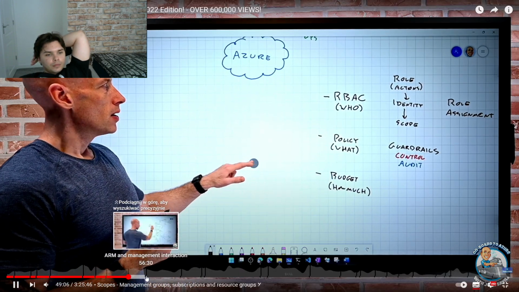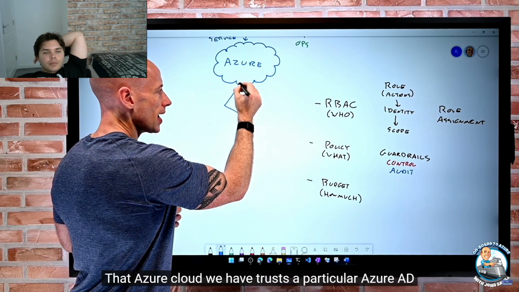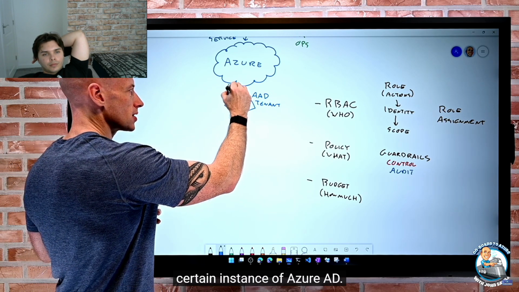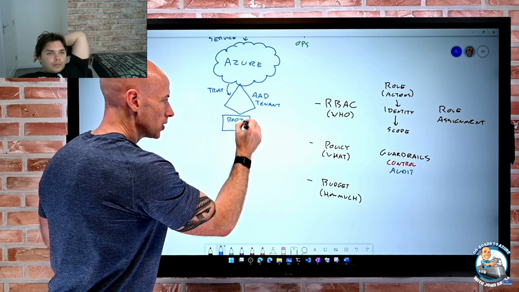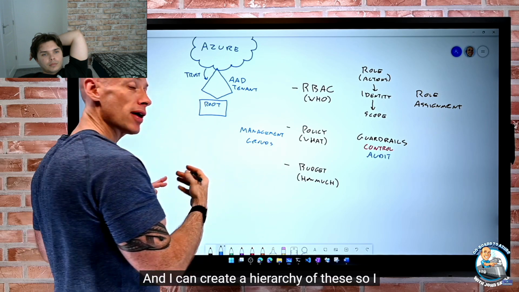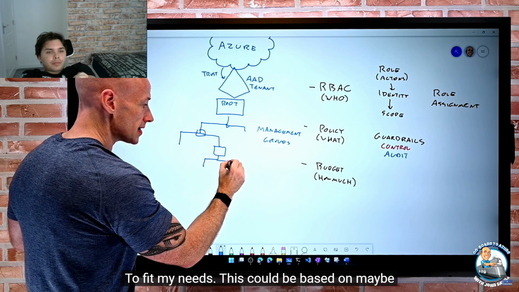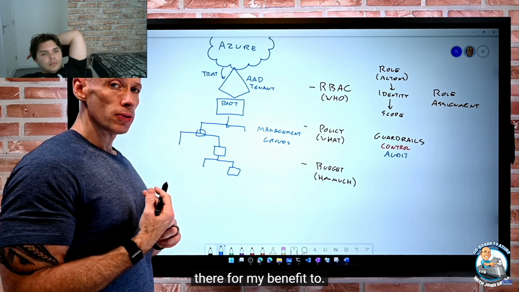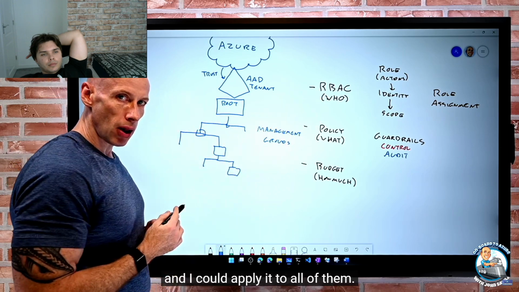So what are those scopes? We talked about Azure, that's the cloud. And what actually happens is that the Azure cloud trusts a particular Azure AD tenant. So my Azure subscription is going to trust a certain instance of Azure AD. Under my Azure AD, we have something called a root management group. So what we're now talking about is this idea of management groups, and I can create a hierarchy of these. I can create this whole hierarchy of management groups to fit my needs. This could be based on maybe dev, test, and production, different countries, different business units. They're there for my benefit to apply these things to. So management groups, RBAC, policy, and budget, at any of these levels can have these applied. And I could apply to all of them.